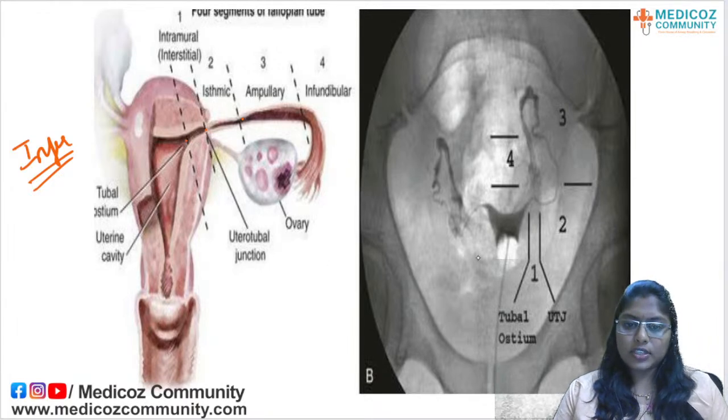This is an image of HSG. How do we do an HSG? We put a Foley's catheter into the cervix and contrast is injected, and we see the contrast extravasating outside into the peritoneum. That is the free spillage of contrast. If there is free spillage of contrast, it means that there are no blocks in the fallopian tube.